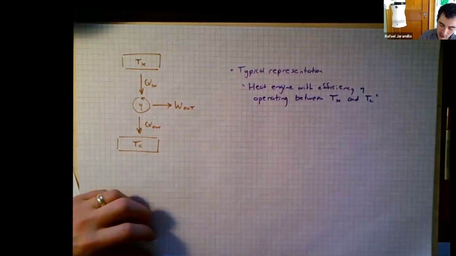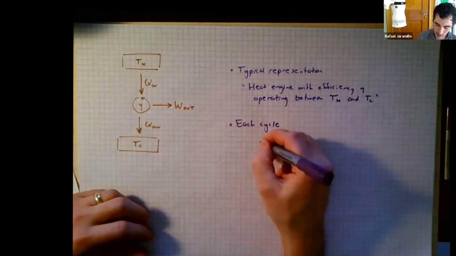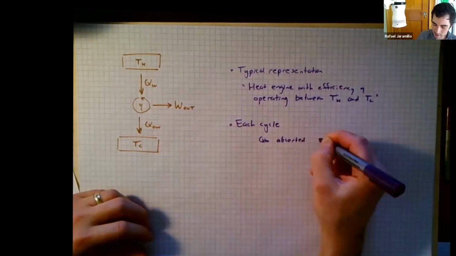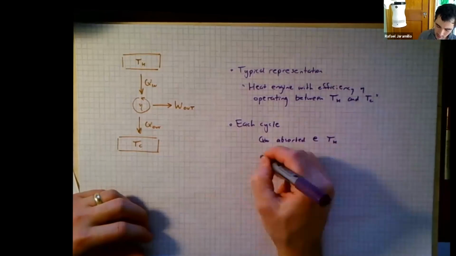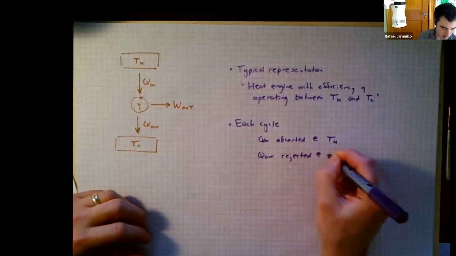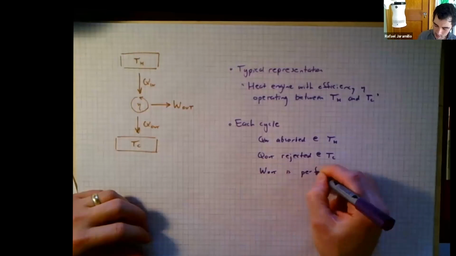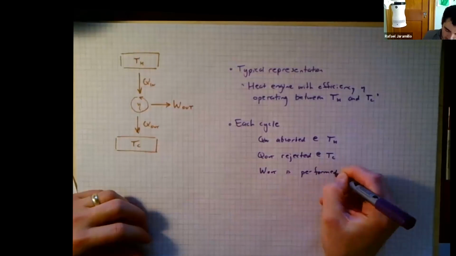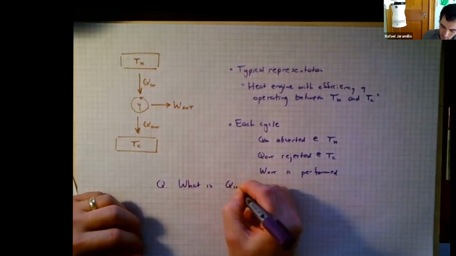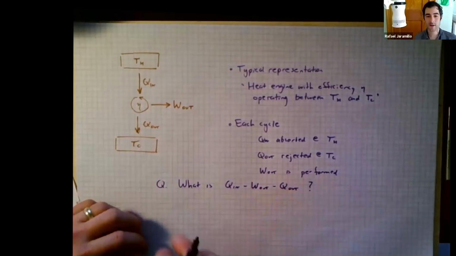In each cycle, Q in is absorbed at T hot. Q out is rejected at T cold, and work out is performed. Okay, quiz. What is Q in minus work out minus Q out? Somebody, what is that? 0.